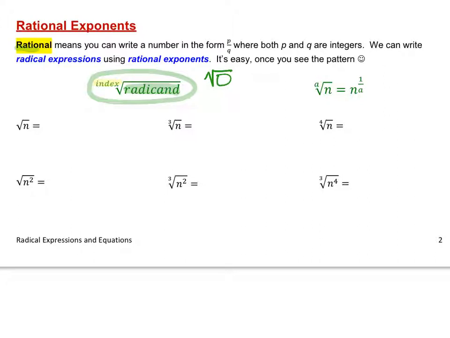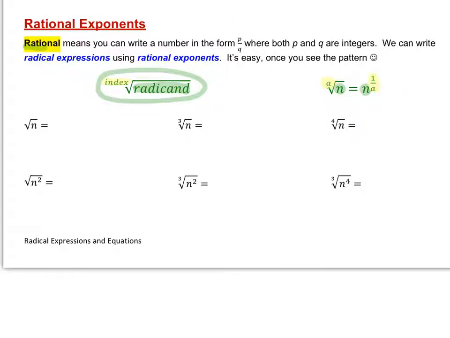Now, what we've seen up to now is generally where we only have the radical symbol with no index shown. When there's no index, that means you're taking a square root or a root of 2. Over on the right here, notice that we have an index of a and a radicand of n. And so what this means is we can rewrite it using a rational or fraction exponent, taking the radicand, n, and showing that number being raised to the 1 over a power.